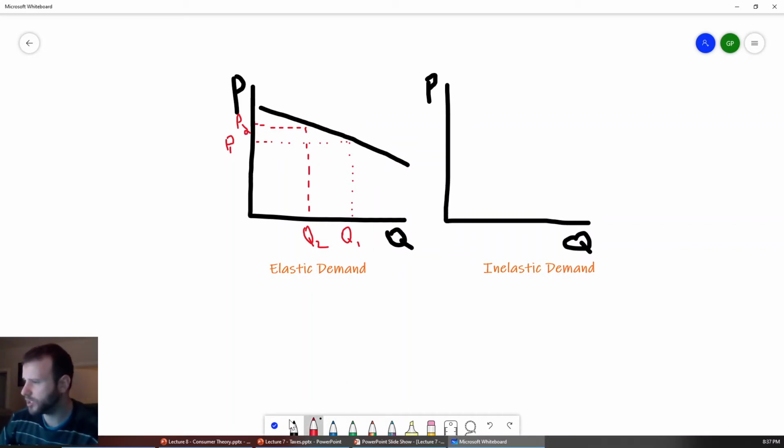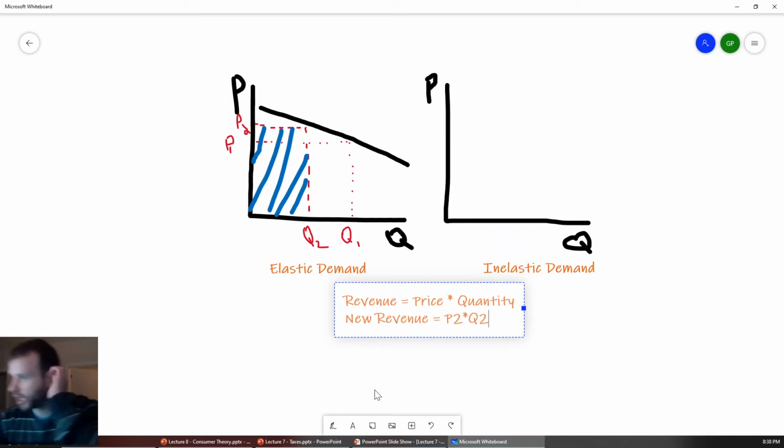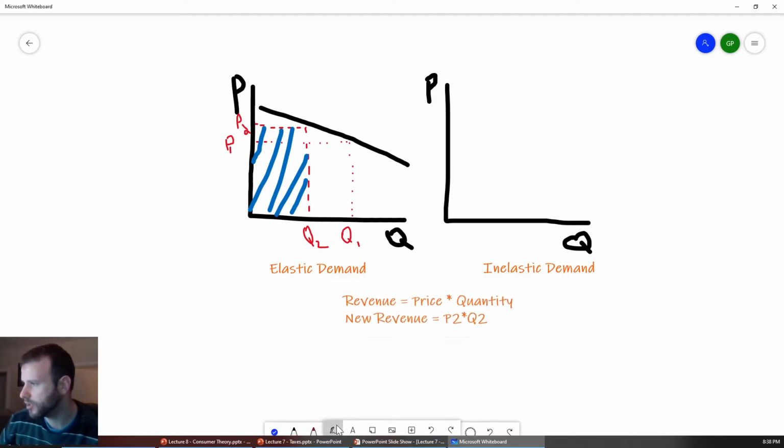If we shade the new revenue, which is the area, just to recap, revenue equals price times quantity. So the new revenue will equal P2 times Q2. Graphically, it's going to be the area of this rectangle here. The old revenue will be P1 times Q1 here.